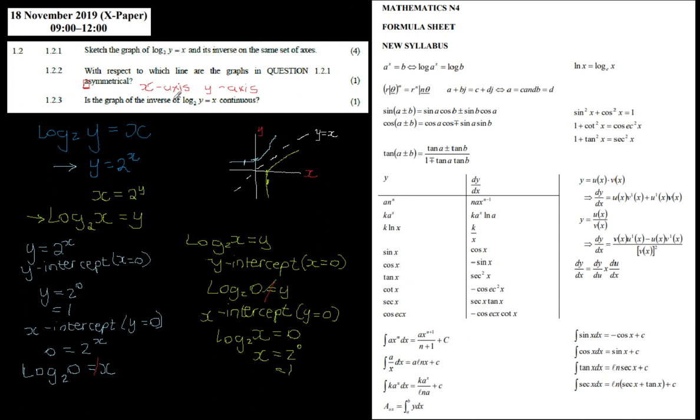Then 1.2.3 is, is the graph of the inverse of log base 2 of y continuous? So it asks us if the inverse log is continuous. Again, continuous means that as soon as I put my pen down and draw the graph, I can draw the entire graph without lifting my pen, in one continuous motion. In both of these cases, they are continuous graphs, since we did not have to lift our pen up to draw them. So is the graph continuous? We can say yes, it is continuous. That is question 1.2.